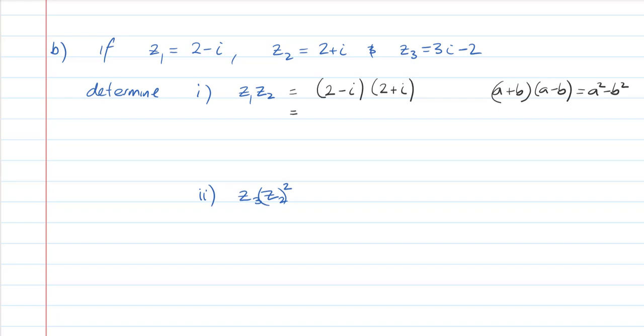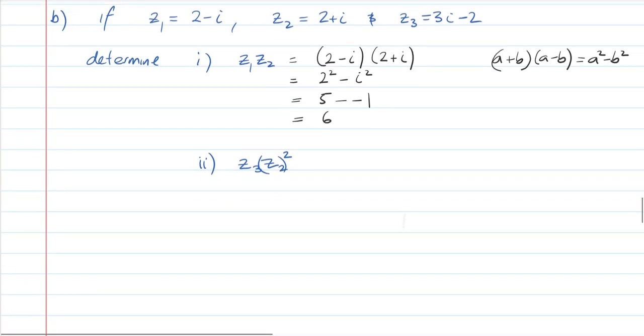So you could do the full expansion here. Things will simplify nicely. It won't really take that much longer, but we remember the difference of two squares. So 2 squared minus i squared becomes 5, minus -1, which actually becomes 6. So that gives us a real number. Two complex numbers multiplied can give you a real solution.